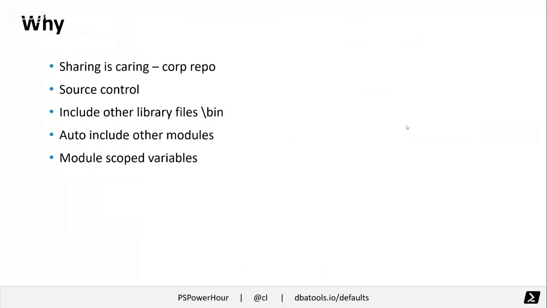Another reason is module scope variables. So the last time that I talked at PSPowerHour, I talked about PSDefaultParameterValues. And that's actually something that we use within dbachecks. We set every single command within our module to enable exception. And this allowed our commands to throw, which allowed Pester to catch those and report them as failures. So module scope variables are super awesome.